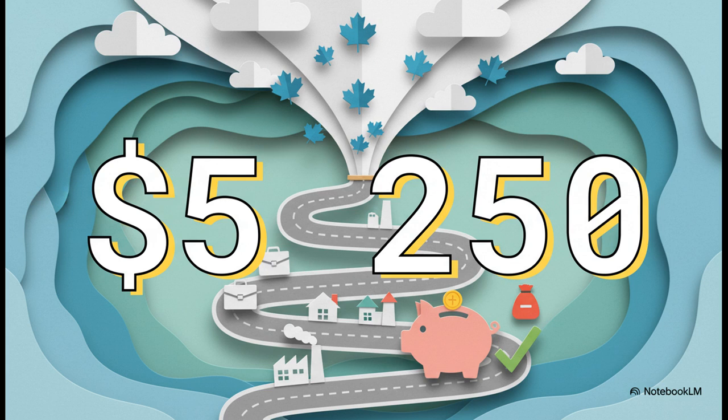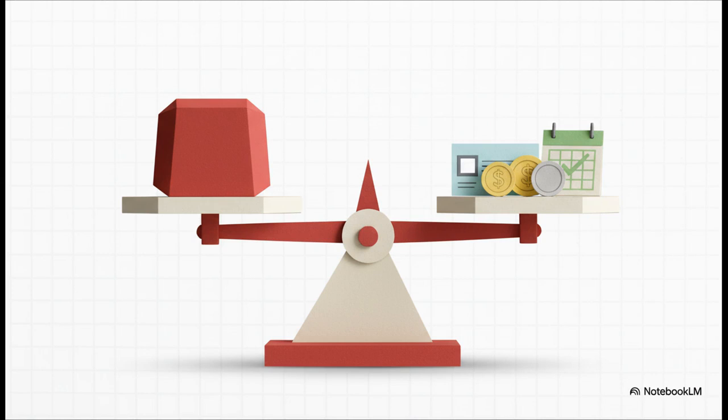But wait, there's one more piece to this puzzle. Because now the system does a final check. It's like balancing your bank account at the end of the month. It takes your total tax owing, that's your federal tax, plus any provincial or territorial tax, and compares it against all the money you've already sent to the government during the year. You know, all that tax your boss deducted from every single paycheck, or any installment payments you made. All of that gets counted now.